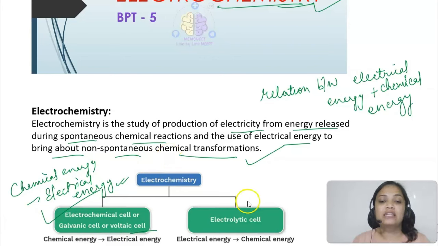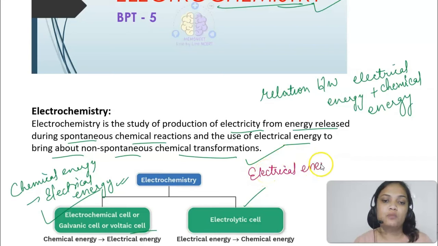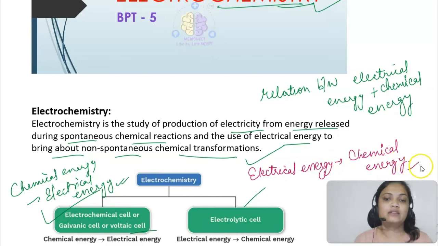Now what is an electrolytic cell? You might have heard of the word electrolysis, no? The electrolytic cell is the one where electrical energy is used to carry out the chemical reactions. Means where your electrical energy is transformed or changed to chemical energy. We will call that an electrolytic cell. How we are using the electricity, the current, to carry out the non-spontaneous chemical transformation.